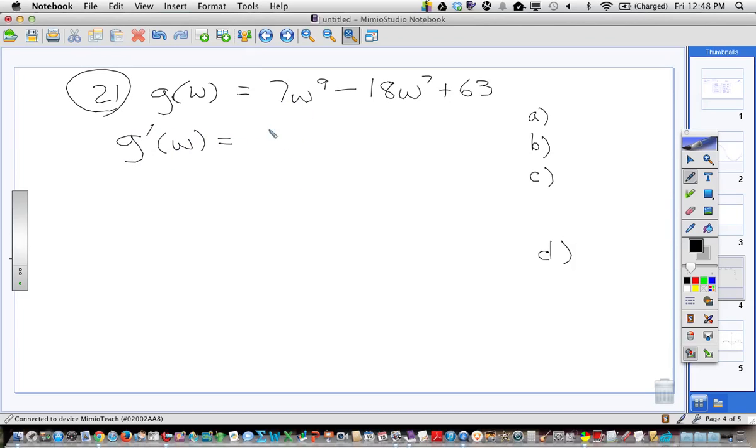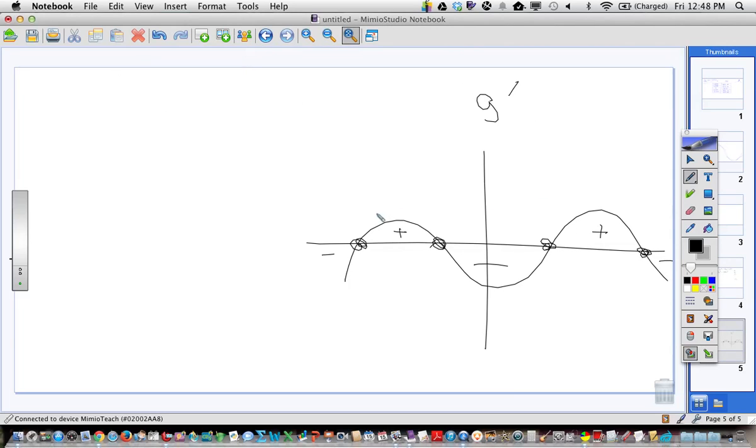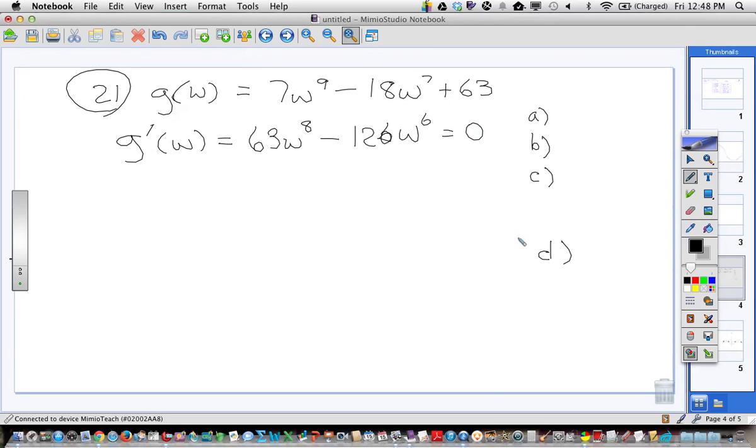So the G prime equation is 63w to the 8th minus 126w to the 6th, and the 63 turns into 0. Now, if we were doing this graphically back in chapter 1, we would first care about where G prime was 0. So that means we're going to want to solve this and see where this is 0. So we have to do some algebra. In a problem like this, we would factor out 63 and w to the 6th, since 63 goes into both of those, leaving us with w to the 2nd minus 2.